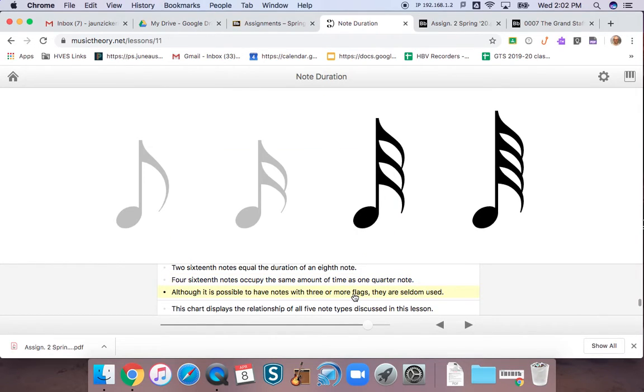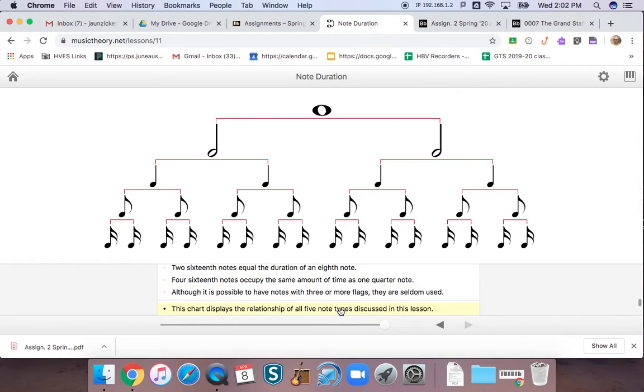Although it is possible to have notes with 3 or more flags, they are seldom used. That's just because you don't need to go that fast. If you're going tiki tiki tiki tiki and it needs to be faster, instead of writing more notes, you just speed up the pulse of the song. So they're totally legit and usable. They're just not as common. You get 32nd notes and 64th notes. Crazy fast. So there's a breakdown of the most common rhythms and how they relate to each other.